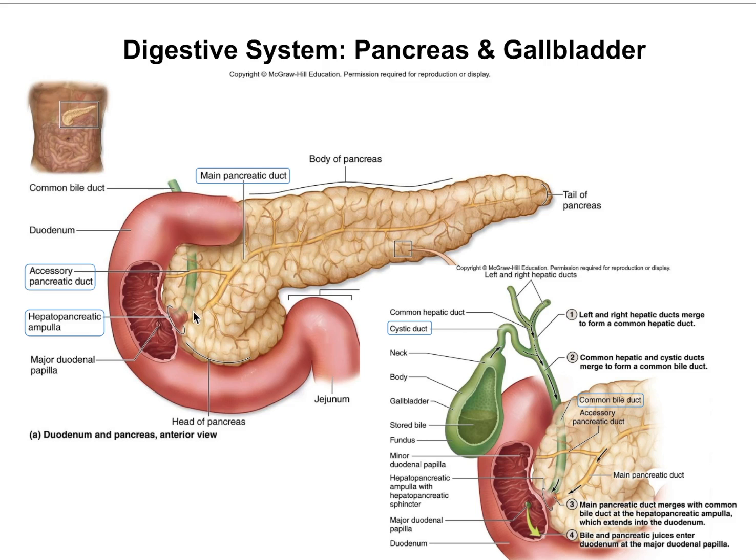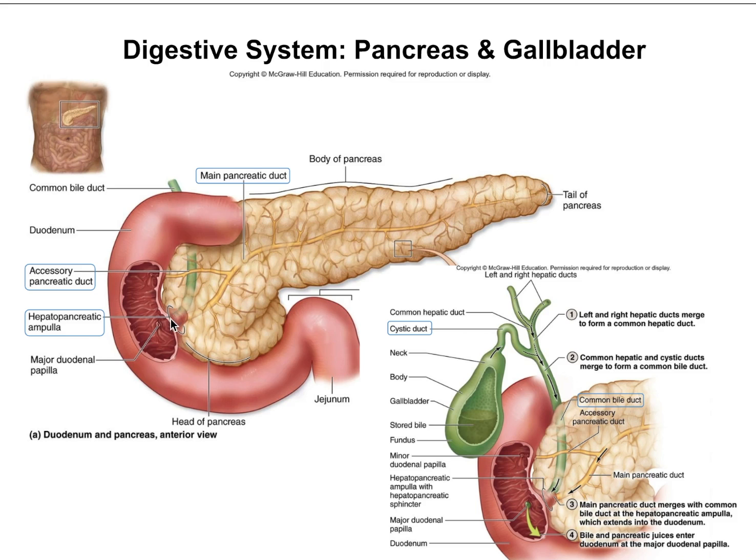So these two tubes merge together, and where they enter into the duodenum, on the outside of the duodenal wall, is called the hepatopancreatic ampulla. So it tells you that hepatic is coming from the liver, pancreatic coming from the pancreas. And they form this little area that just feels like a little hardened area in the wall of the duodenum.